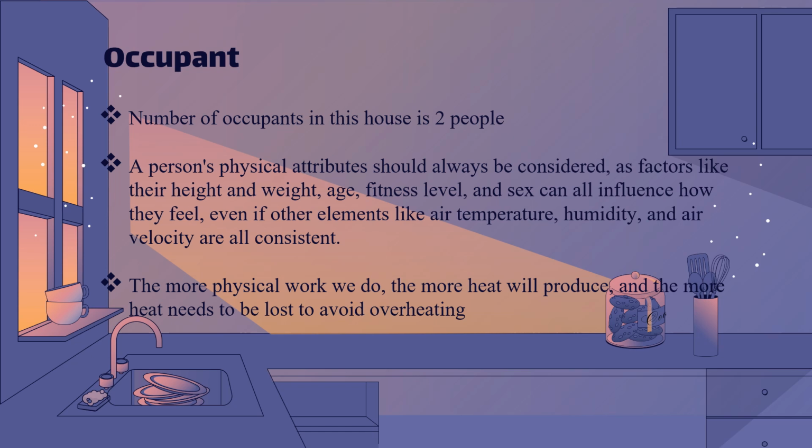For this study, the maximum number of occupants in the house is 2. People have different metabolic rates that can fluctuate due to activity level and environmental condition. In fact, the more physical work we do, the more heat we produce, and the more heat we need to lose to avoid overheating. The impact of metabolic rate on thermal comfort is critical. Other than that, when it comes to thermal comfort, a person's physical attributes should always be considered.